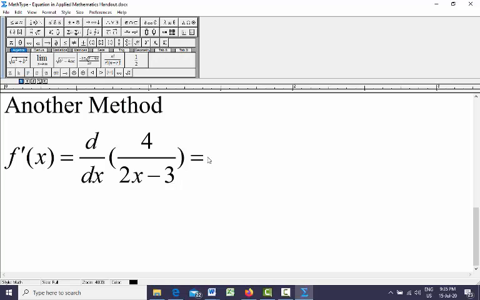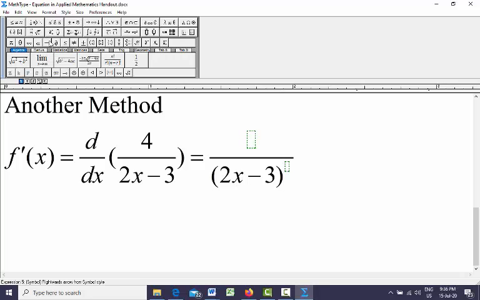What is that method? This is called the division rule of differentiation. Now we will apply the division rule of differentiation. To apply it, you first have to get a fraction. Then whatever you have in the denominator, you will bring that in the denominator, and you will get a square.